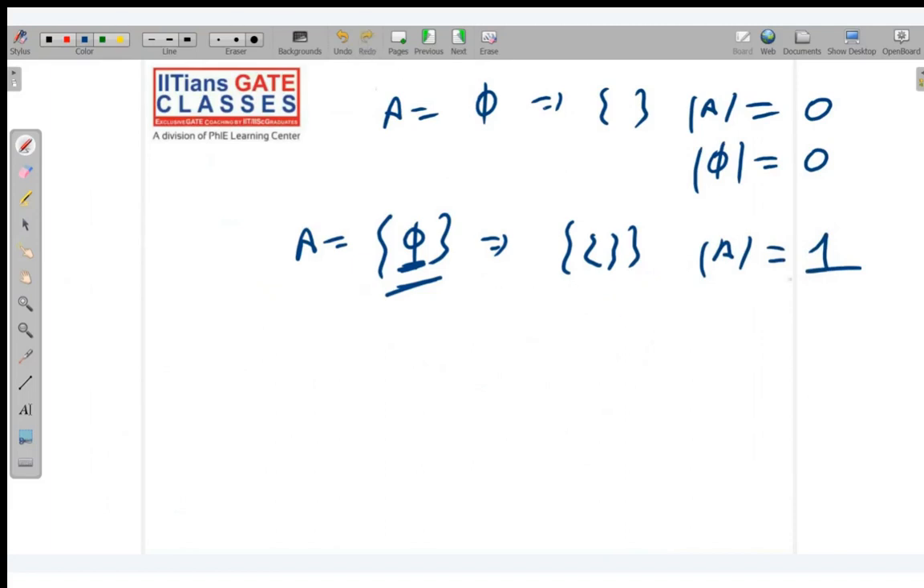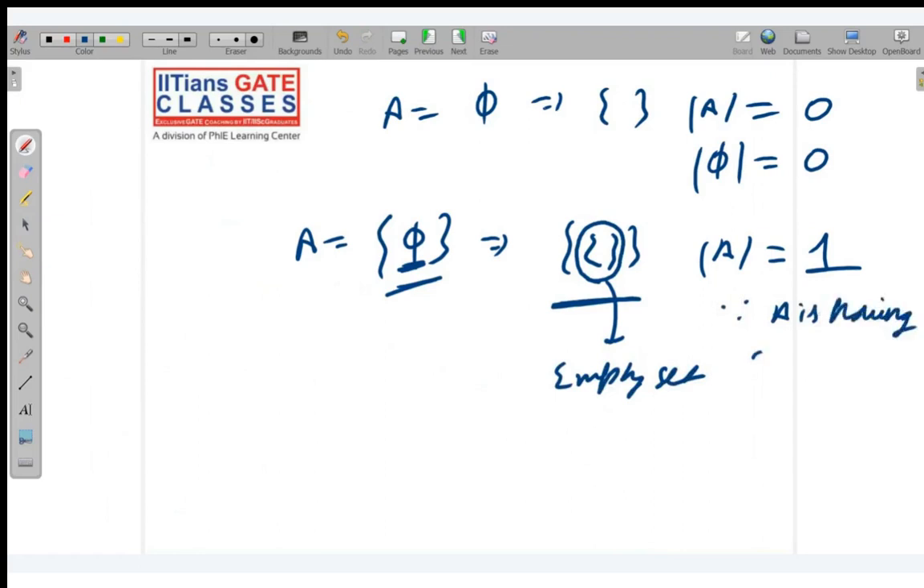Why? Because this is an element of this set. And this element is no problem, the empty set. What I will say is, A's cardinality is 1 because A is having the empty set as an element. Are you getting it? So cardinality of A is 1 because A is having the empty set as the element.